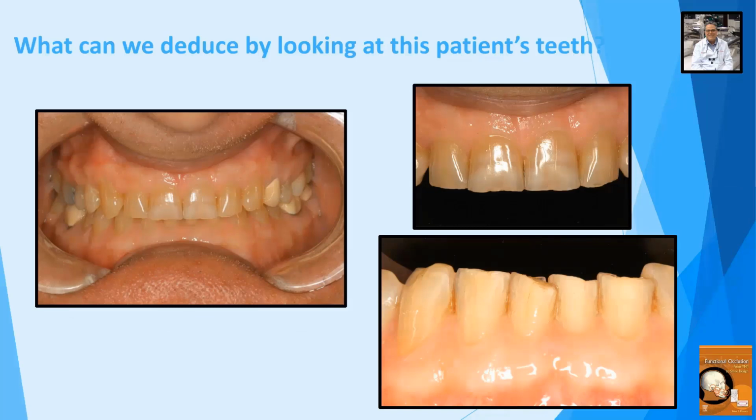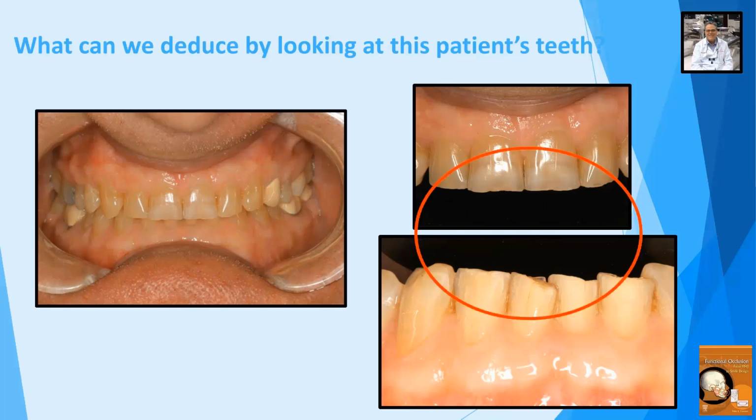What I'd like to do now is kind of look at a different type of scenario. And we're going to look at this smile together, and we're going to ask ourselves, what can we deduce by looking at these patients' teeth? Give you a second to kind of look.